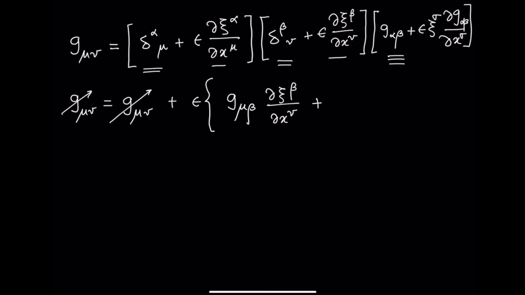Epsilon I have already taken out. Now delta beta nu with g alpha beta will change beta to nu, and I will get xi alpha del g alpha nu by del x mu here. What else do I get?